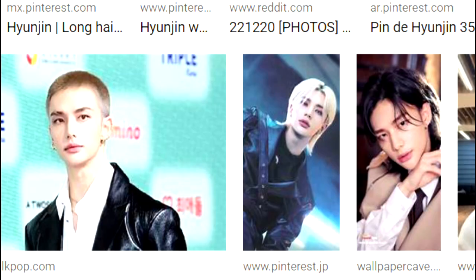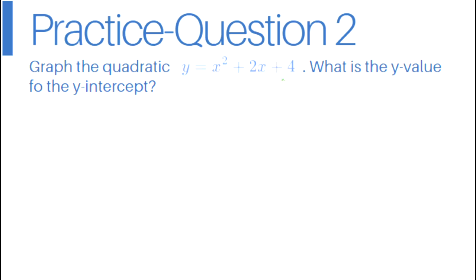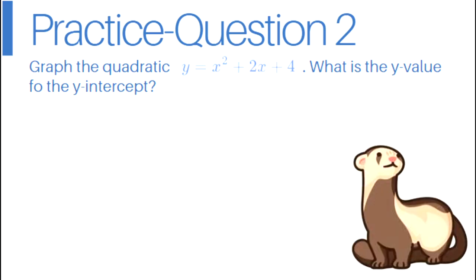All right, let's do practice question number 2. Graph the quadratic. And look at that, I'm missing a ferret. Graph the quadratic y equals x squared plus 2x plus 4. What is the y value for the y-intercept?